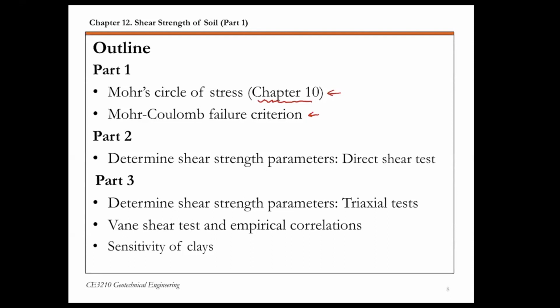Then part 2 and part 3 of this chapter both deal with how you determine the strength parameters. This includes some laboratory tests like direct shear tests and a number of triaxial tests that we're going to cover. Then there are also vane shear tests and some empirical correlations. And sensitive clays is something we're going to briefly touch on at the end of this chapter. So that's the plan. For today, we're going to focus on this very first item, Mohr's circle of stress. If you took structural mechanics before, you will find this is basically a review of some of the concepts.